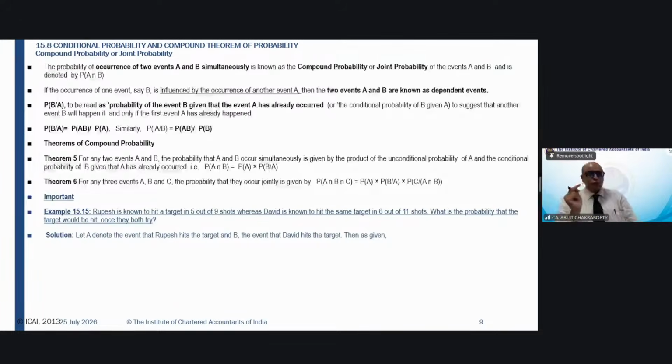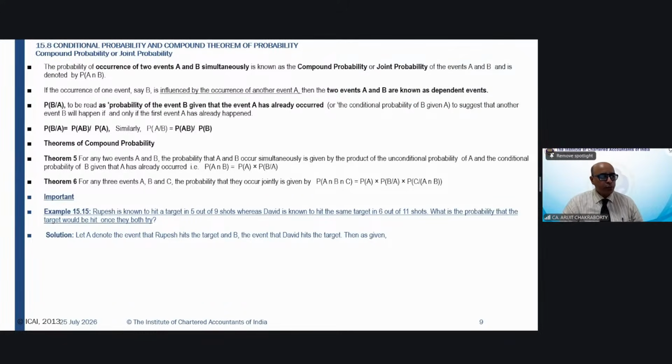Please see this solved example 15.15. Rupesh is known to hit a target in 5 out of 9 shots, whereas David is known to hit the target in 6 out of 11 shots. What is the probability that the target would be hit once they both try? Very interesting question. First we are looking at these solved examples, then we proceed to the exercises.